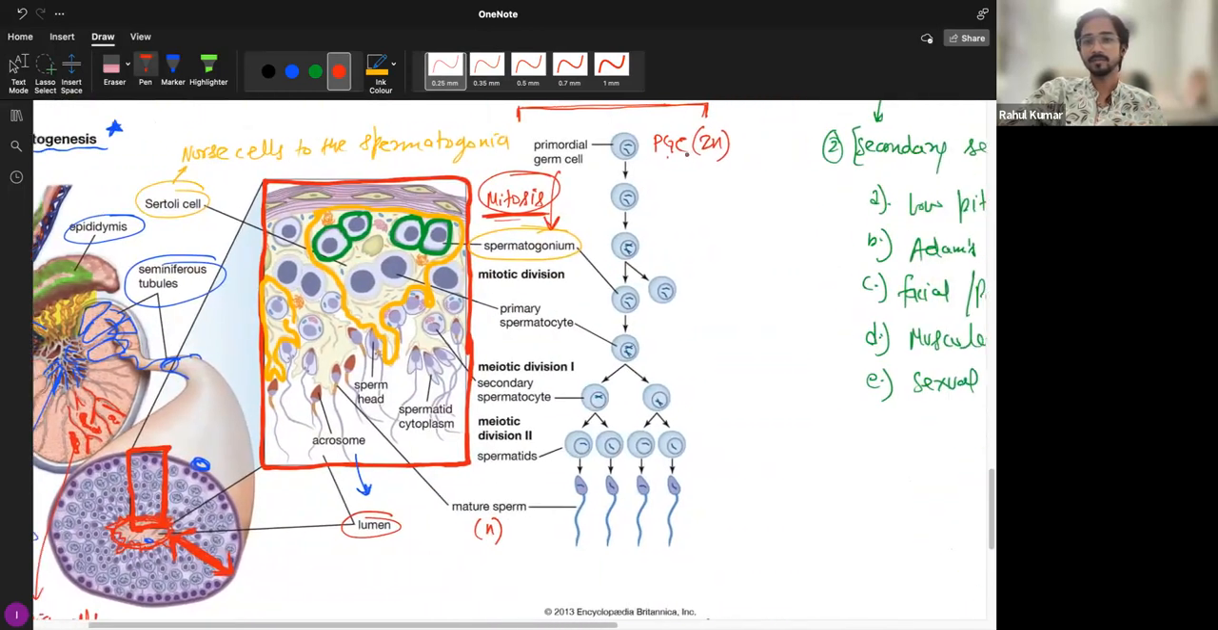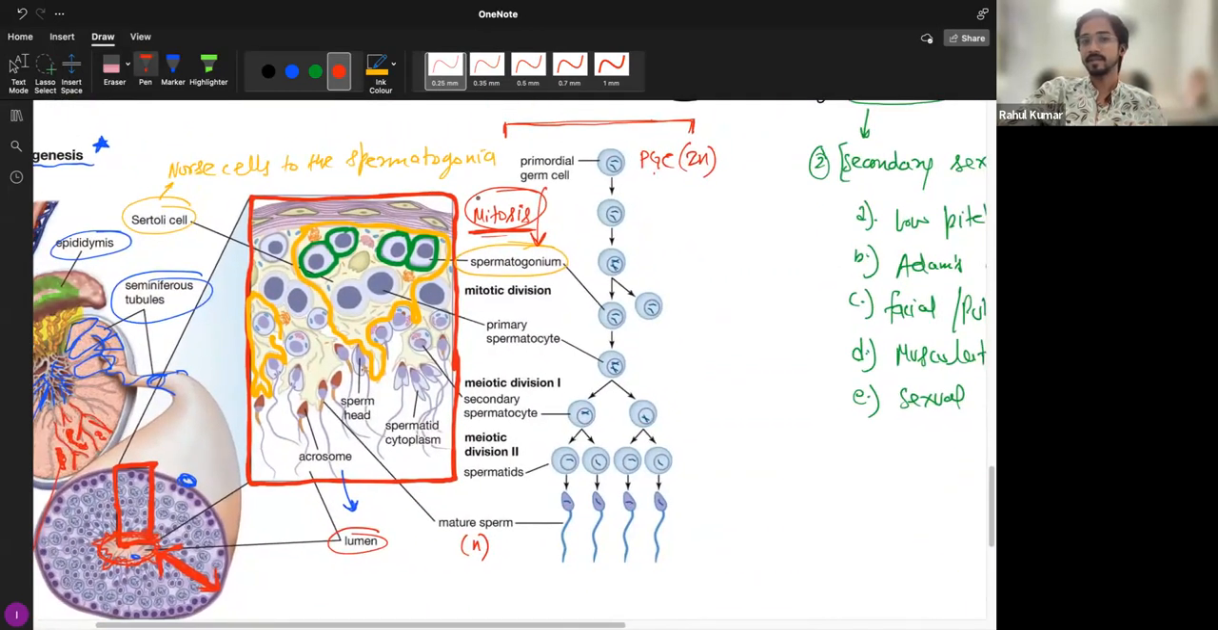So to start with, PGC is diploid, then it undergoes mitosis to form spermatogonium. So spermatogonium has to be diploid, right? Is it clear? Yes, sir. Then these spermatogonium cells again undergo mitotic division, which is written here. Again, mitosis happens and primary spermatocyte is formed.